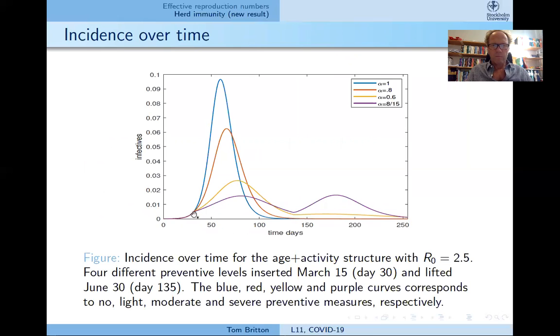And if we have very severe restrictions, you might call it lockdown, then we have a very small outbreak, but once we lift restrictions, we have a second wave.